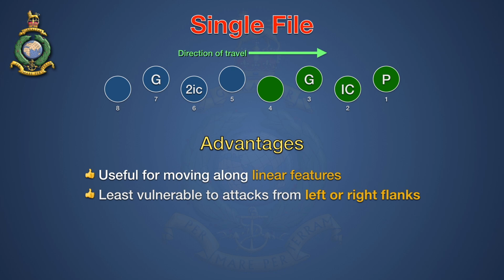Because if you think about it, if you were attacked from the left, everyone in that section could turn to the left and bring fire to bear on the enemy. The same for if you were attacked from the right. It's something to consider. If you think you may be attacked from the left or the right, single file could be the correct formation to use. Finally, think about visibility and control. It's good for control at night. It's easy to keep track of where people are with single file, and for the section commander and 2IC to control things.